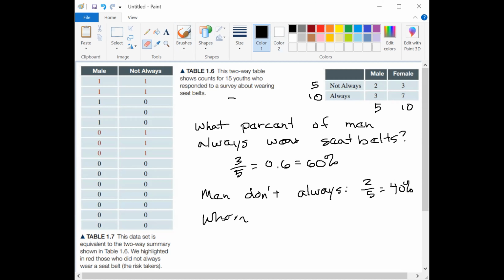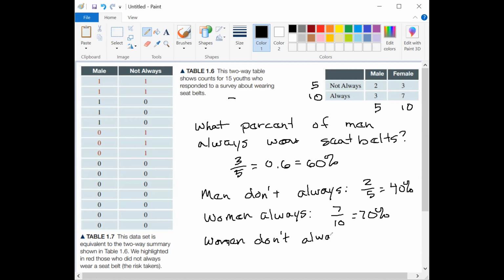We could do women who always, whoops. I got an H in women, but women always. And if you do that, we're going to get women always, that's 7 out of 10, which is 70%. And then we have women who don't always. And we get 3 out of 10.